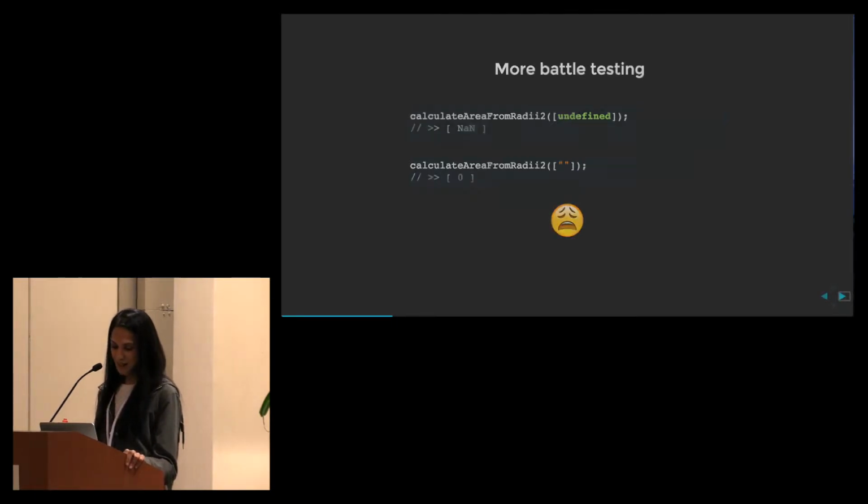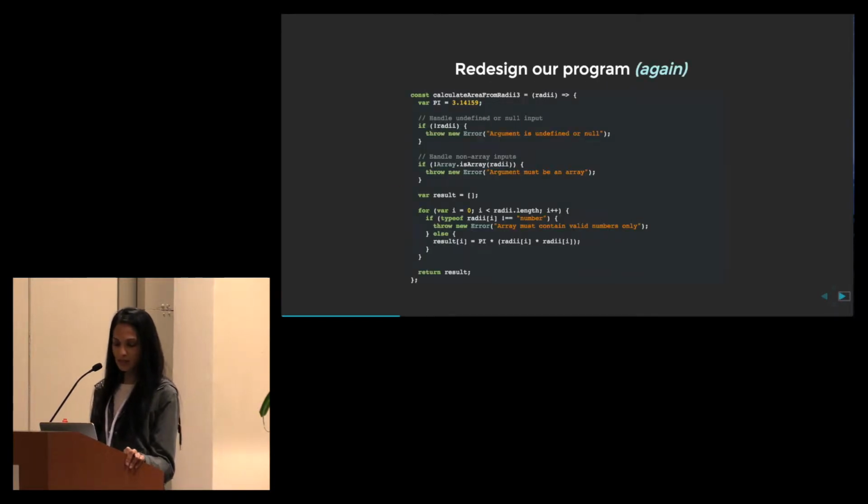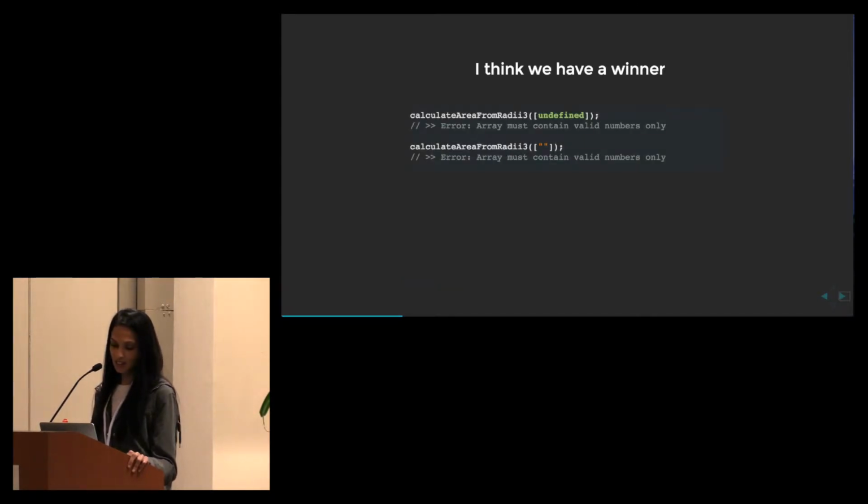All right, so let's go back and fix our program again. This time, I'm also going to do some error handling, input checking when we're iterating through the array to make sure that each of the radii in the array are actually numbers. And finally, it works as intended.